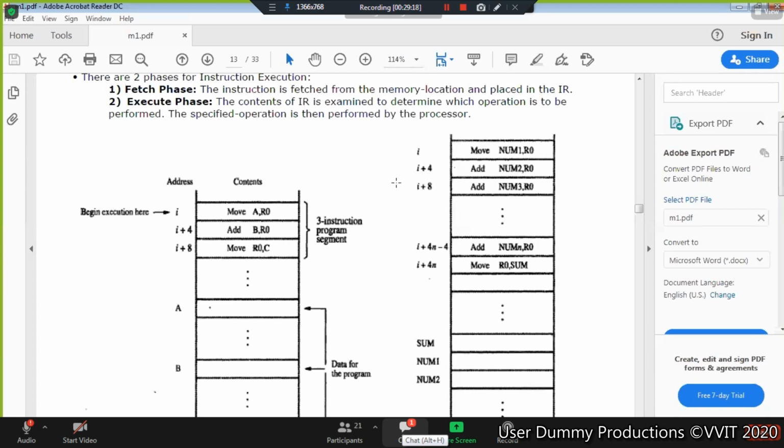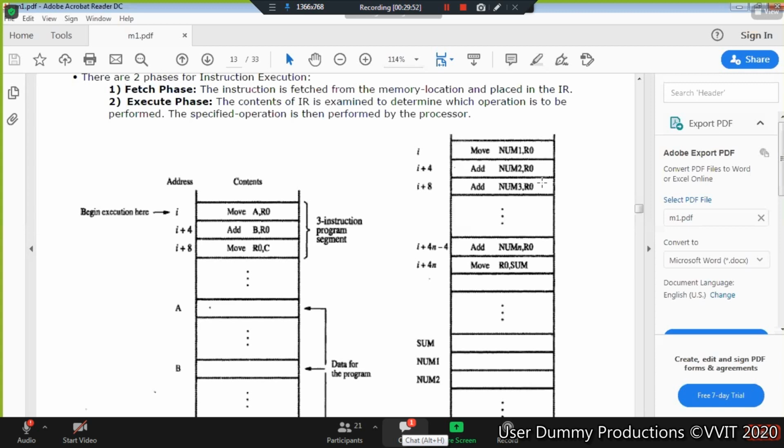Now PC will get incremented and it will become I plus 4. Add num2, r0. Suppose num2 I am having 10. 10 will be added with 5 and the result is stored in r0 only. 10 plus 5 is 15. 15 is stored in r0. Now again PC will be incremented by 4, I plus 8. Now add num3, r0. Suppose num3 is 20. 20 plus 15, how much? 35. 35 will be saved in r0.